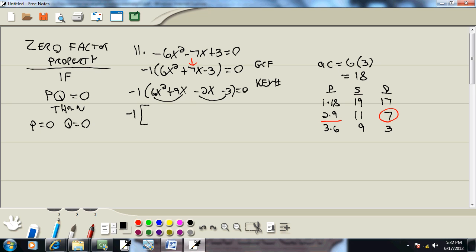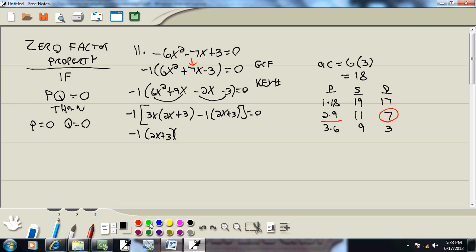Negative 1 still carries down. Looking at my first group, they have a 3x in common. And that gives us 2x plus 3. The second group doesn't have anything in common, but the first term is negative. So remember, we want to factor out a negative. And that leaves us 2x plus 3. Now they both have a 2x plus 3, so I can factor that out.